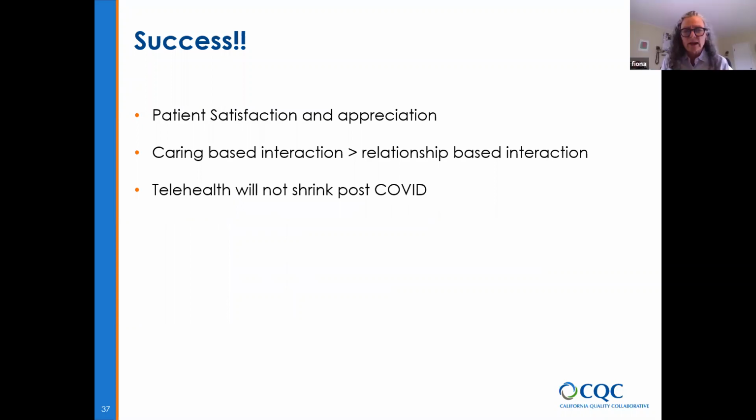Thanks. Absolutely. So what I would just say is this has been surprisingly successful. Patients, as we saw in the data, are very satisfied. I've never had as much appreciation from people that I'm talking with than I have in the past. And I think, for me, caring-based is almost greater than relationship-based. I came from a relationship-based setting and just realized, oh, if we provide some amount of structure, we can actually do this very easily. I do not think it's going to go away.